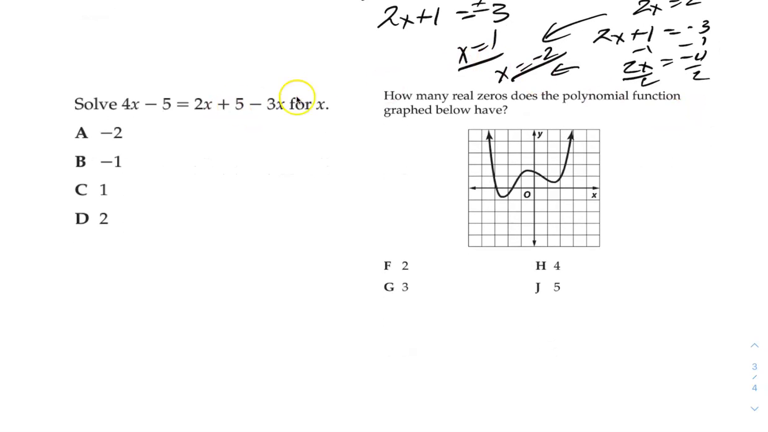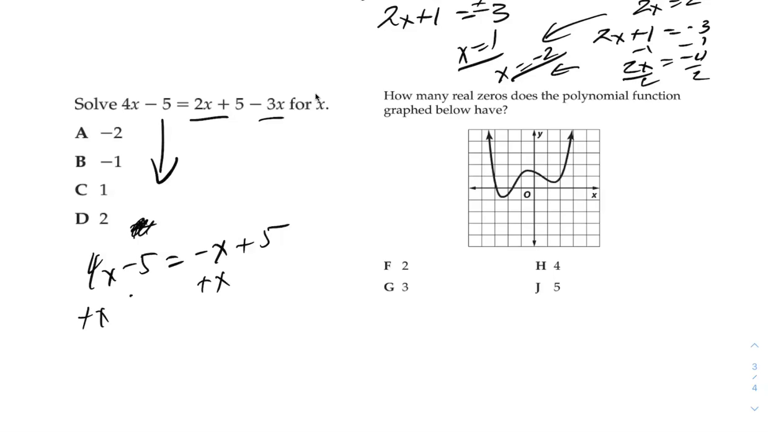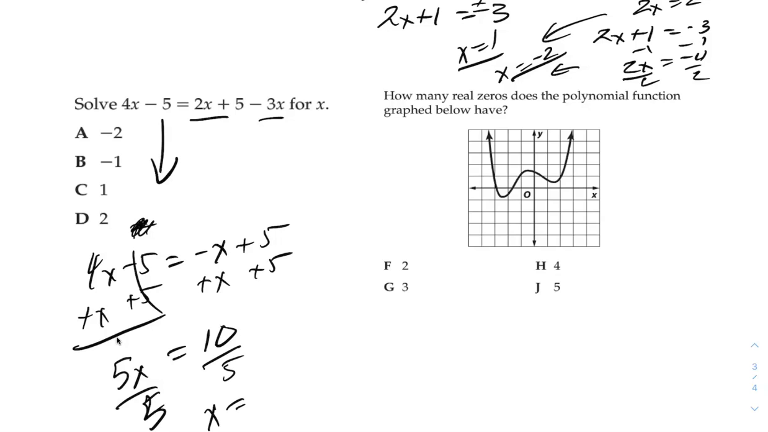Last two, solve for x. This is easy. This side I can't do anything, just rewrite it. This side I could combine like terms. So I actually get negative x plus 5. And remember, we want the variables on one side and the numbers on the other side. So let's add x to both sides and add 5 to both sides, just so we can get the variables on one side and numbers on the other side. All the variables over here. Cancel out. I get 5x equals 10. And divide by 5. Did the math in my head too fast. X equals 2. There we go.